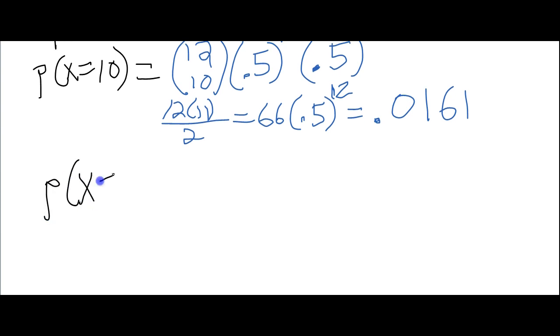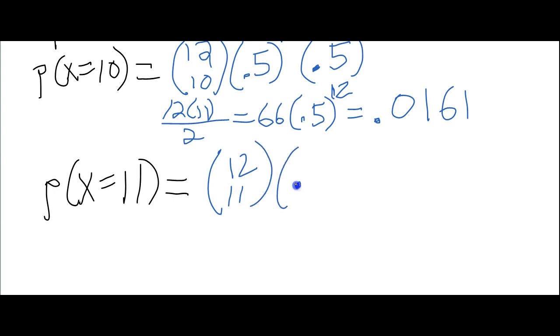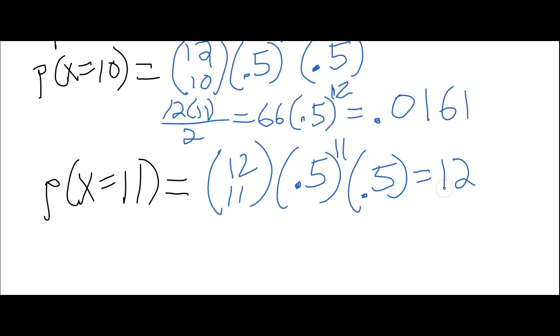Probability of getting 11 tails. Well, that's going to be 12 choose 11, and it's going to be 0.5 to the 11, 0.5 to the 1, and 12 choose 11 is going to be 12, and 0.5 to the 12, and that's going to be 0.0029.